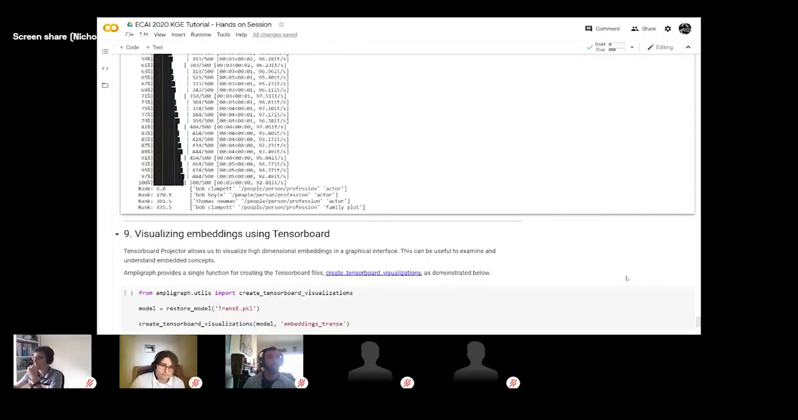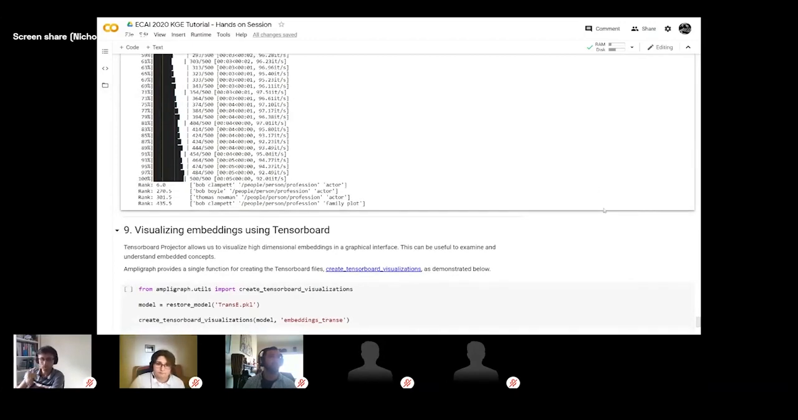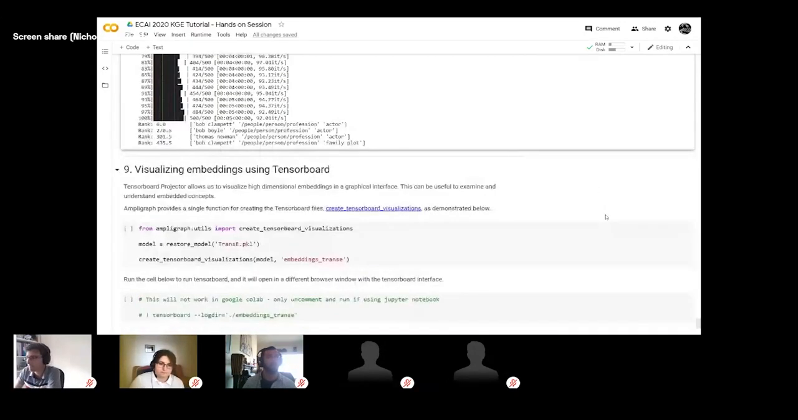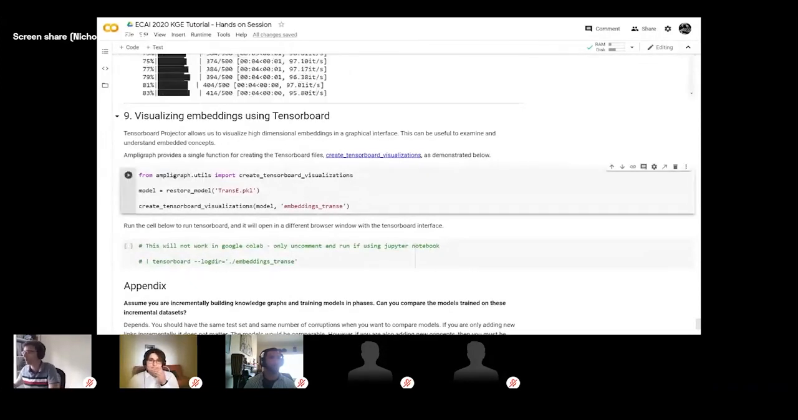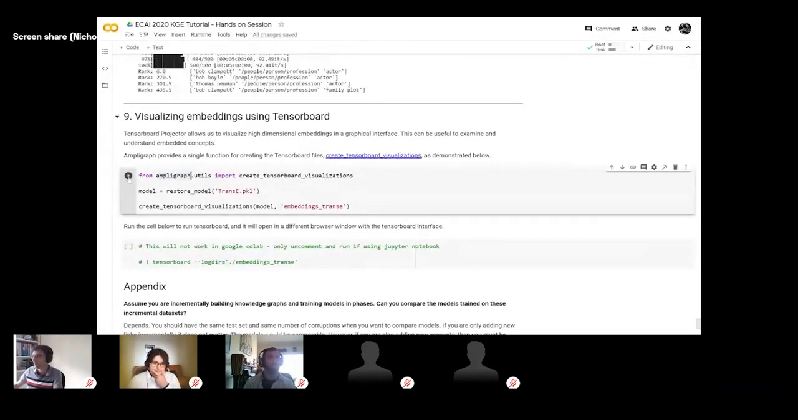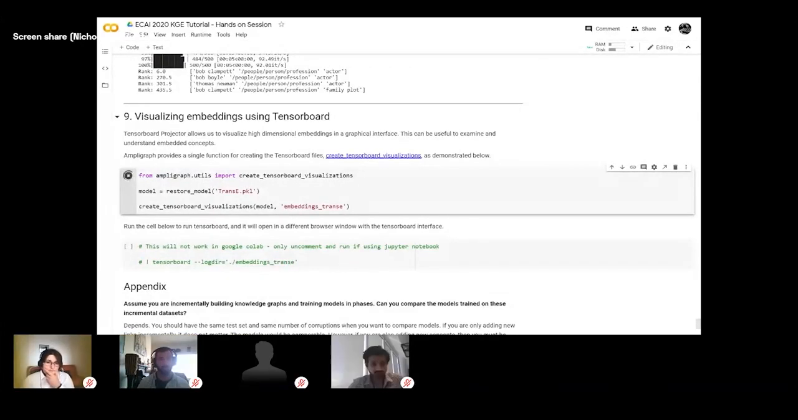The final function I want to show is a very simple convenience function for generating TensorBoard visualizations. This is a very good way of getting an understanding of the space of the embeddings. So again, we have a simple function called create tensorboard visualizations. We supply it with the model, and it will generate all the files required to run TensorBoard. Again, if you're running this from Colab, the following cell won't work.